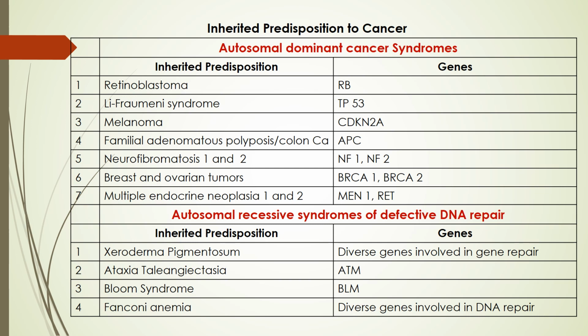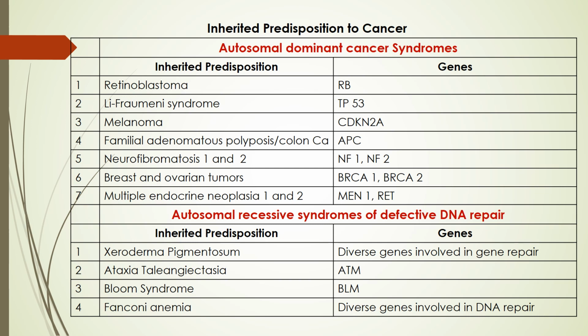Now, this is a list which is called inherited predisposition to cancers. On the top, in red, are the autosomal dominant cancer syndromes, and in the center, also in red, are the autosomal recessive syndromes. The examples for the autosomal dominant are seven, but there are more. One of the common examples is retinoblastoma, which is produced by a gene called RB, or retinoblastoma gene. So it is an autosomal dominant cancer.